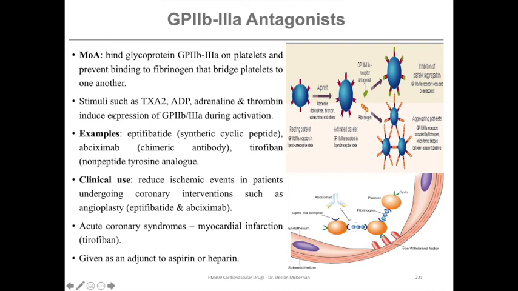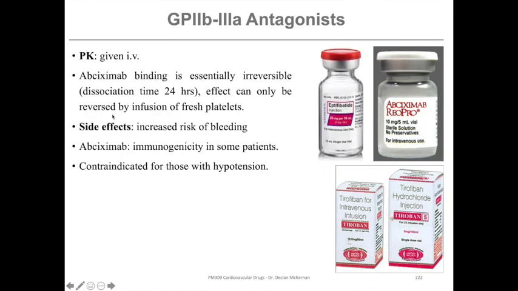Clinically, these are used to reduce ischemic events in patients undergoing coronary interventions such as angioplasty, as well as in acute coronary syndromes such as myocardial infarction. These are often given as an adjunct therapy to aspirin or heparin. So the GP2B3A antagonists are given intravenously quite often, as can be seen in the diagram on the right.